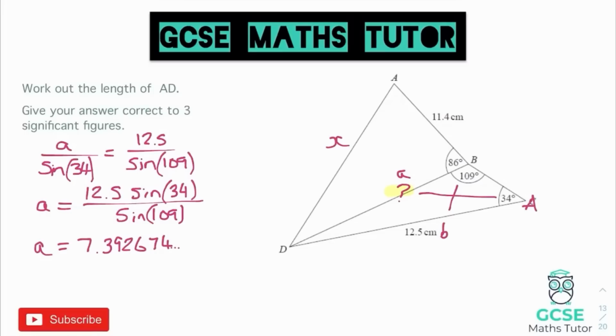Okay, so let's label that on the diagram. So this length here is that 7.39 number. Just going to put that there so it doesn't clog up the diagram too much. Now I can move onto the triangle above.